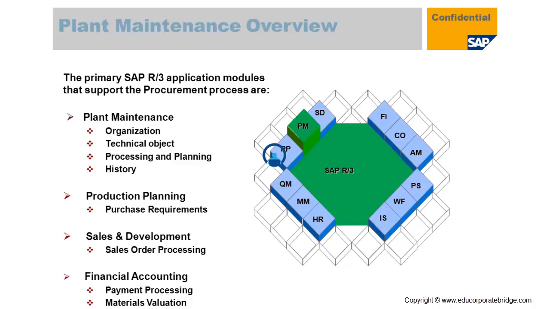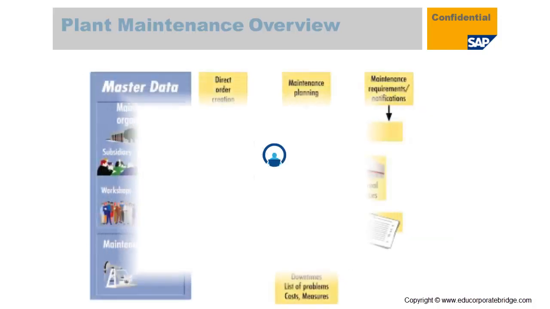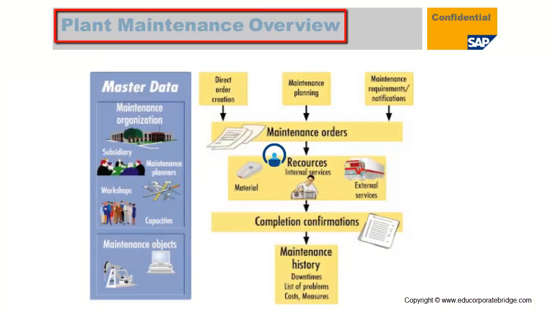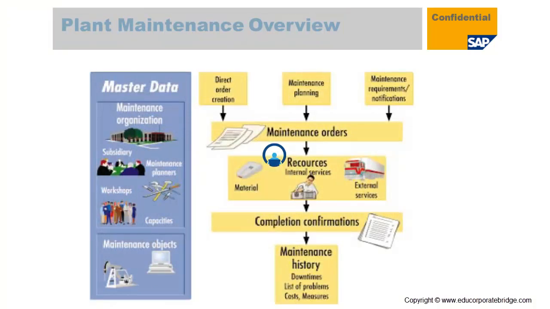Production planning, where you have to generate a purchase requisition. Sales and distribution, where you have sales order processing. And financial accounting, where you have payment processing and material evaluation. So this is the plant maintenance overview, where the prerequisite master data needs to be maintained in the system: equipment, functional location, bill of materials, measuring counters, work centers. These all come under the master data.